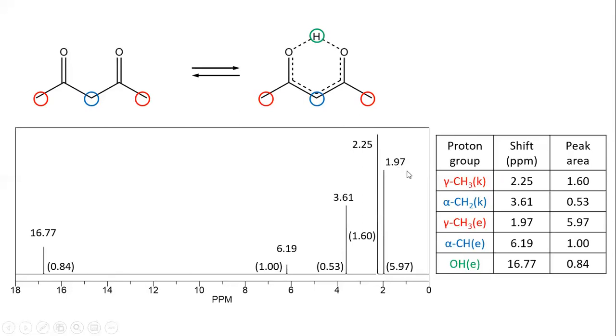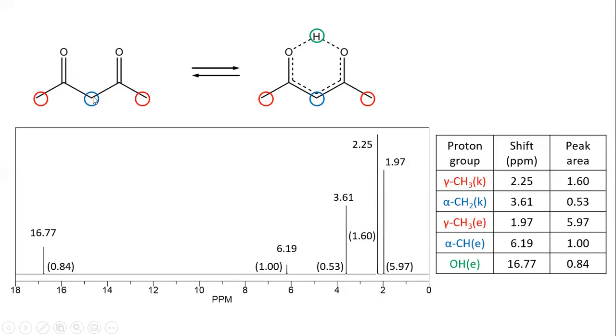And when we also compare the different groups between the keto and enol, it's also consistent. As I said, this gamma methyl is connected to a carbonyl, while this one is connected to a carbonyl that is in resonance form. So this should be more downfield compared to this, right? And that's exactly what we see. The keto form is slightly more downfield compared to the enol form.